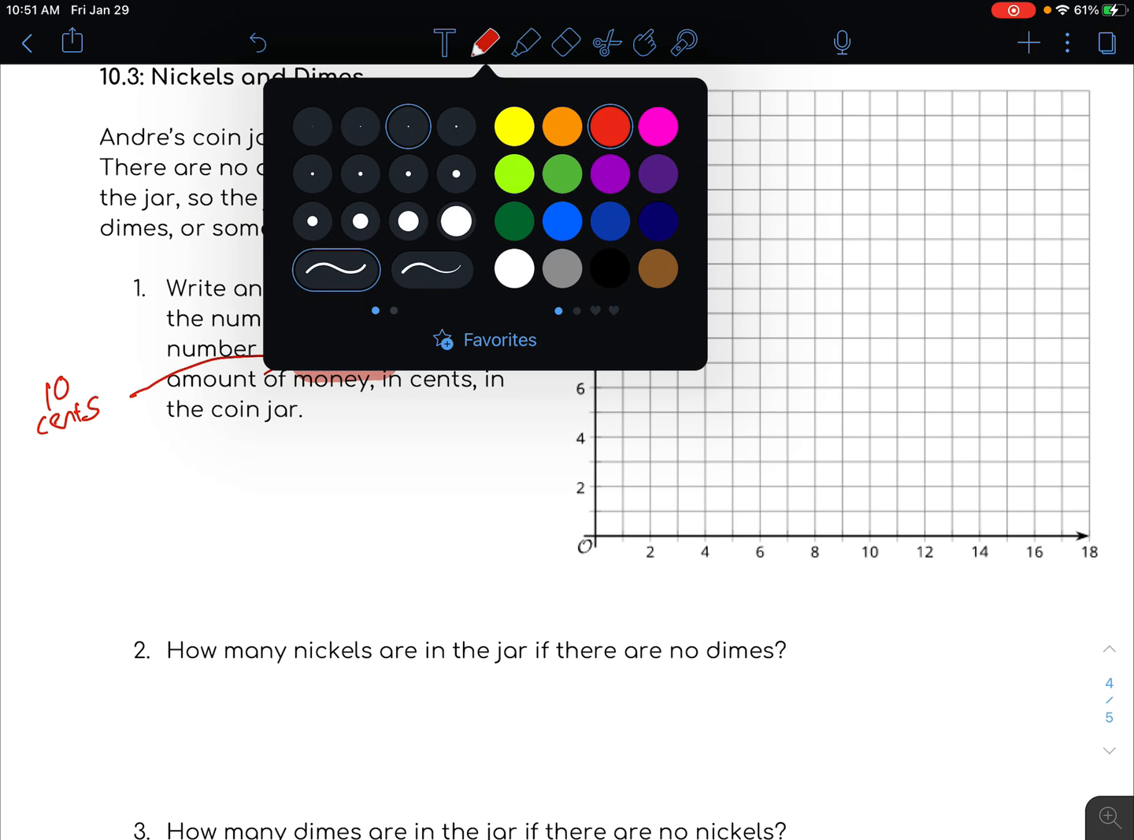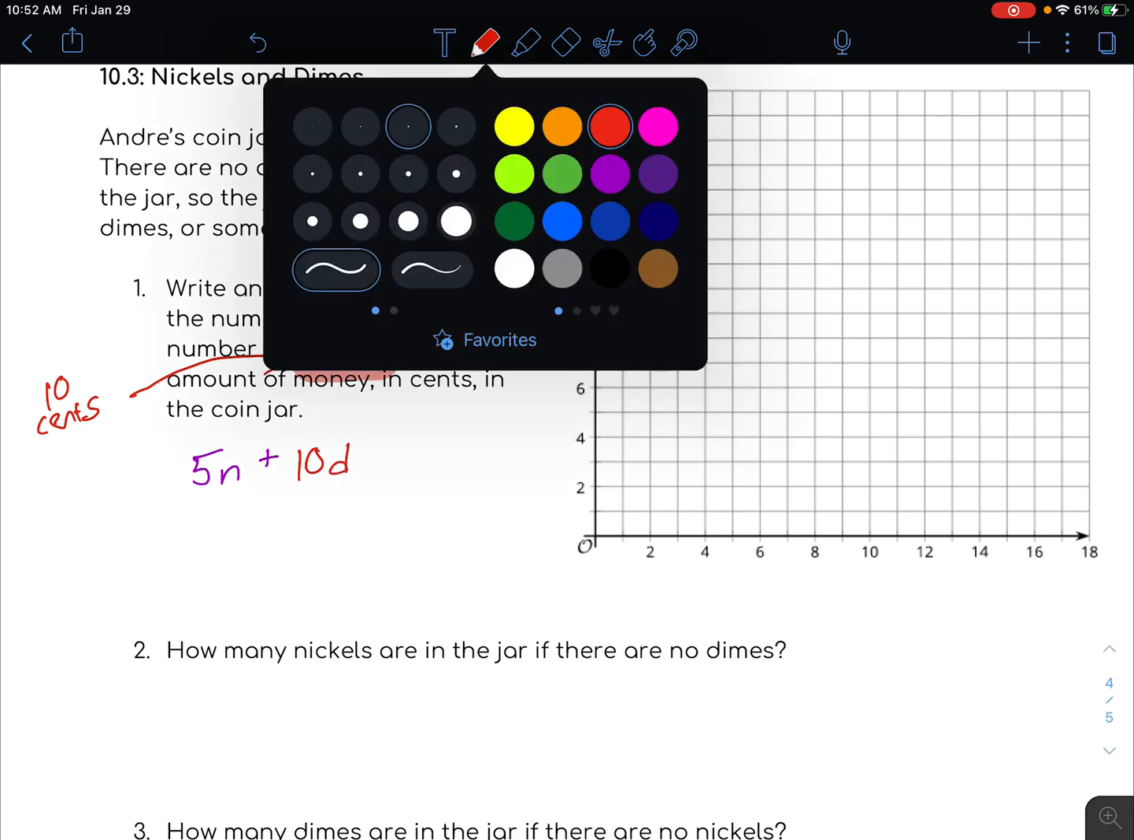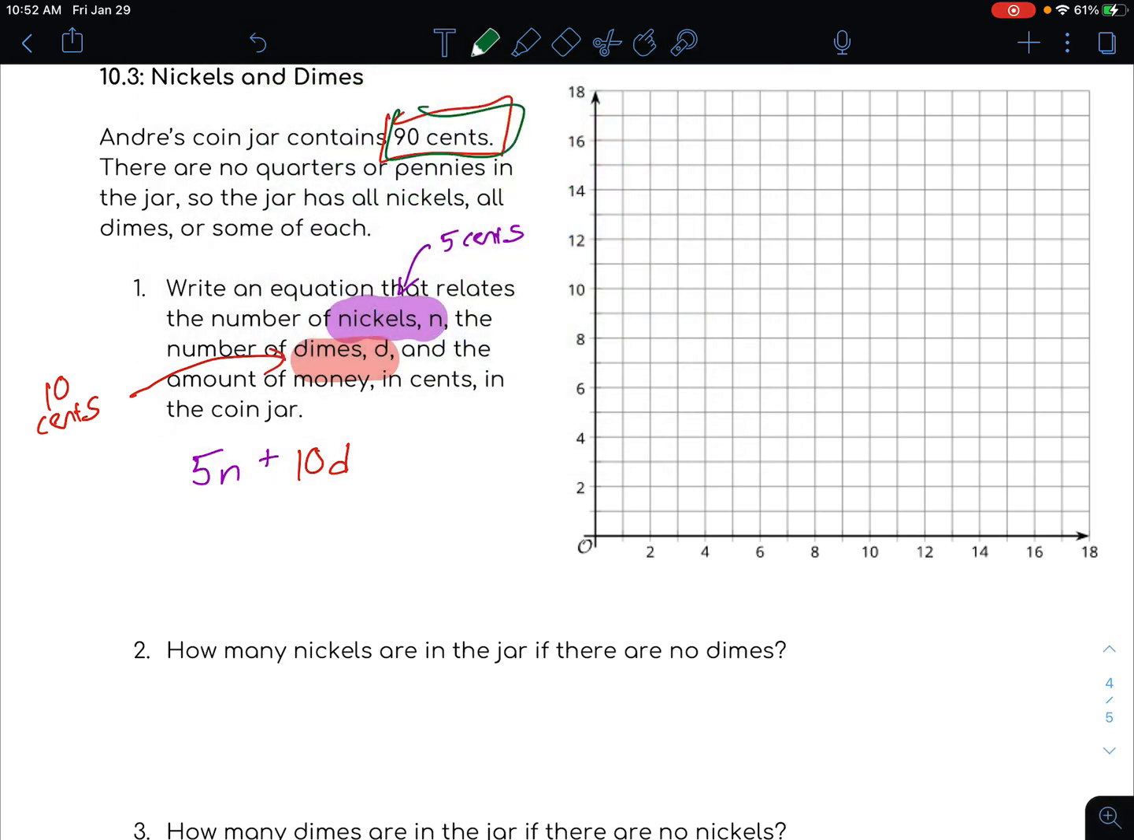So that means our equation is going to be something like this then. 5 cents per nickel plus 10 cents per dime. So 5N plus 10D, and then that'll equal, let's come up with a new color up here, 90 total cents. All right, so our equation is going to look like that.